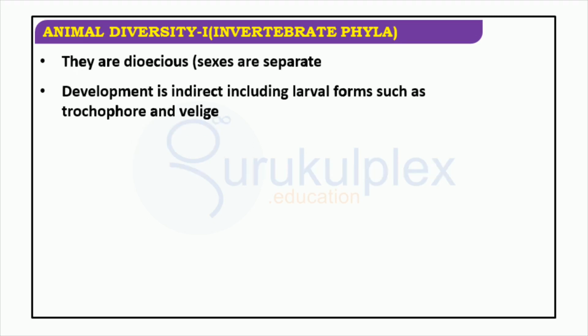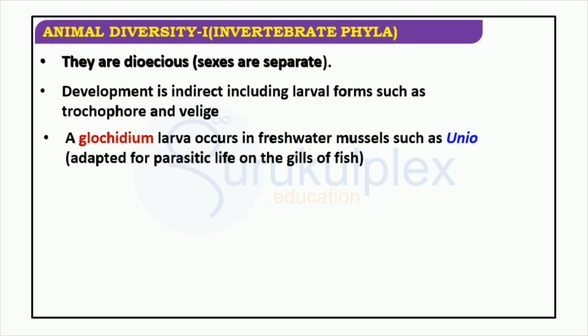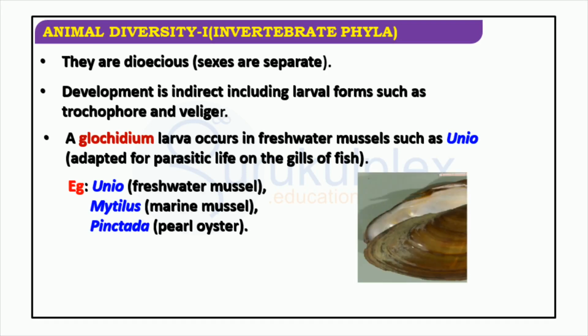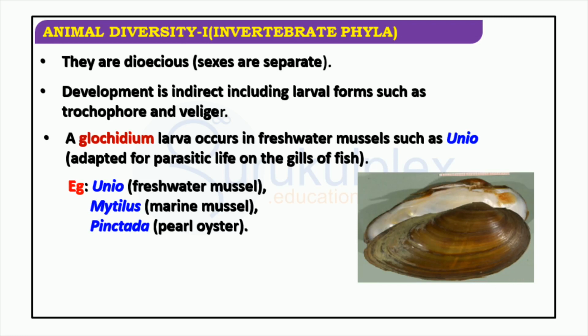Focusing on the animal diversity invertebrate phyla slide, these organisms often demonstrate dioecy, or having separate sexes, and indirect development which involve larval forms such as trochophore and veliger. To illustrate this concept, freshwater mussels like Unio have a glochidium larva that lives on the gills of fish. Examples of these creatures include Unio, Mytilus, and Pinctada, with the latter being a pearl oyster.